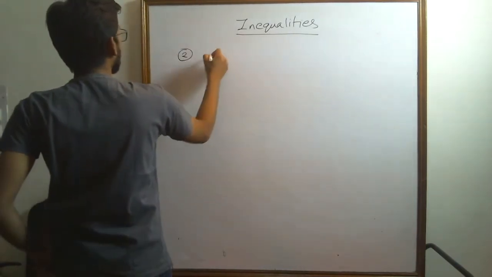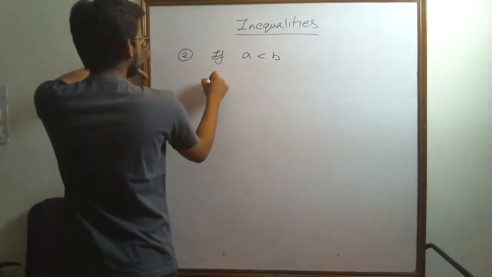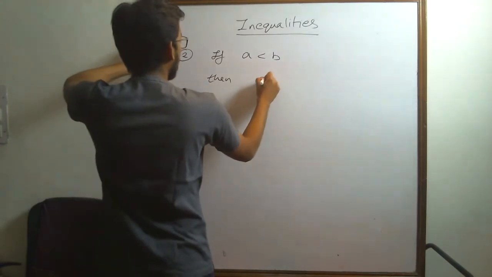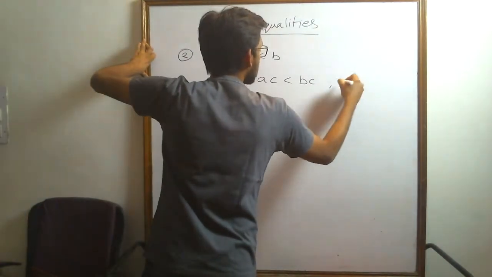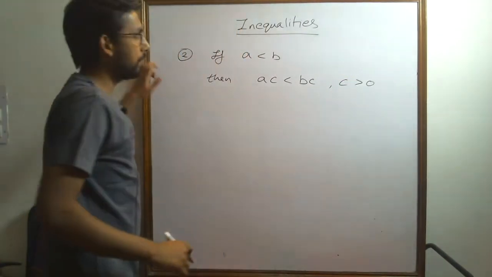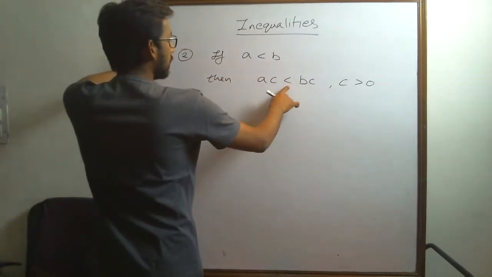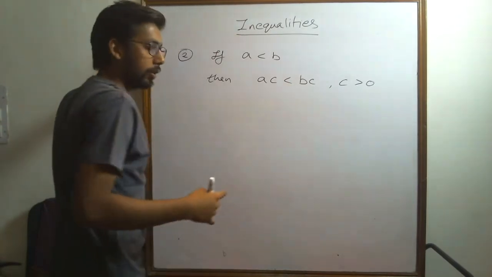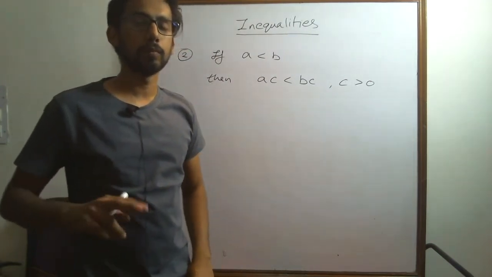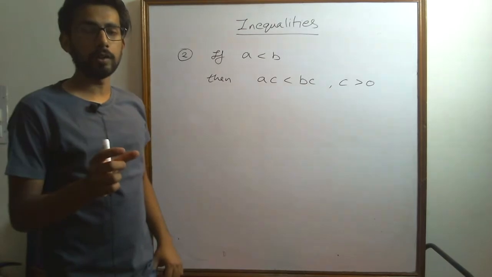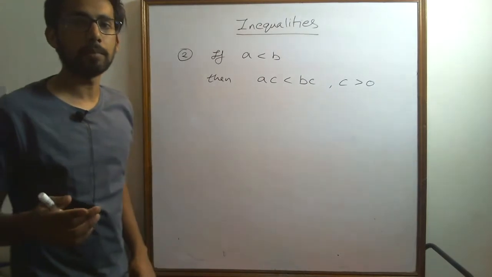Second, if A is less than B, then A into C is less than B into C if C is positive. So if I multiply both sides by a positive number, then the inequality will remain the same. You can think of it like this: say there are two numbers, one is less than the other. A positive number is multiplied to both the numbers, then of course the smaller number multiplied by the number will be smaller than the bigger number multiplied by the same number.